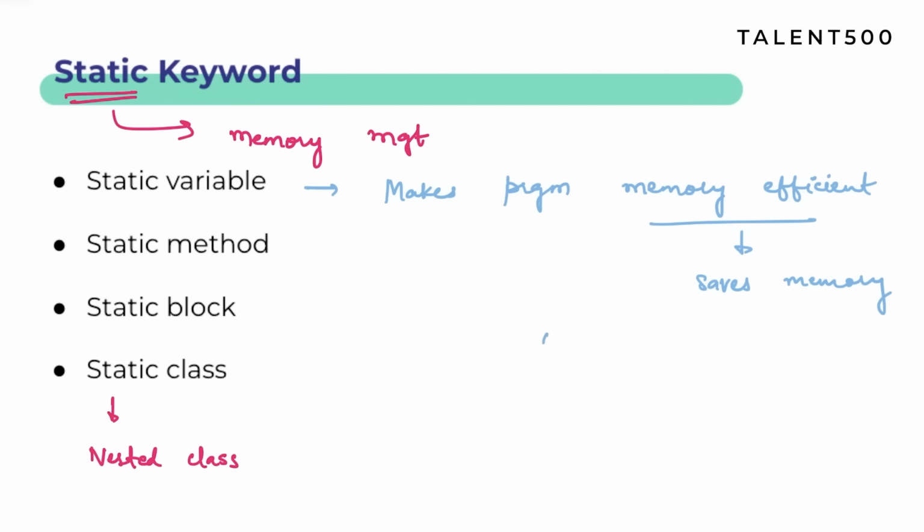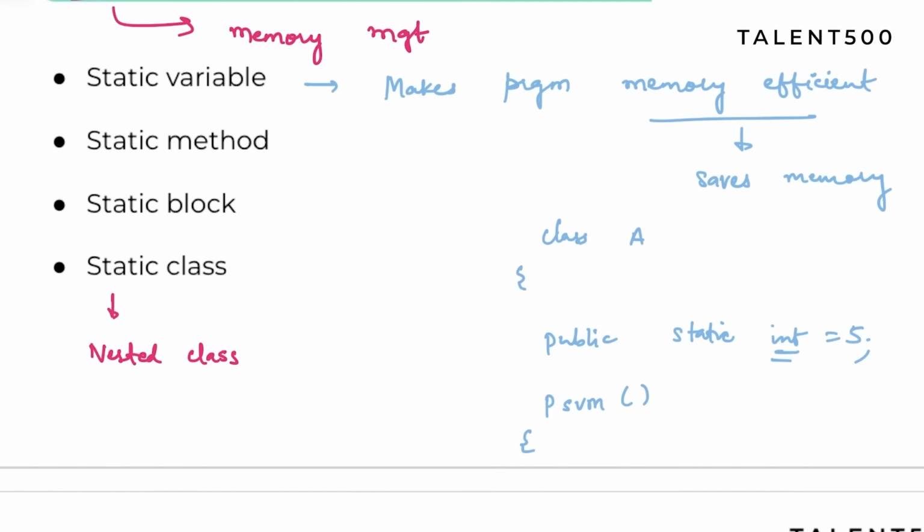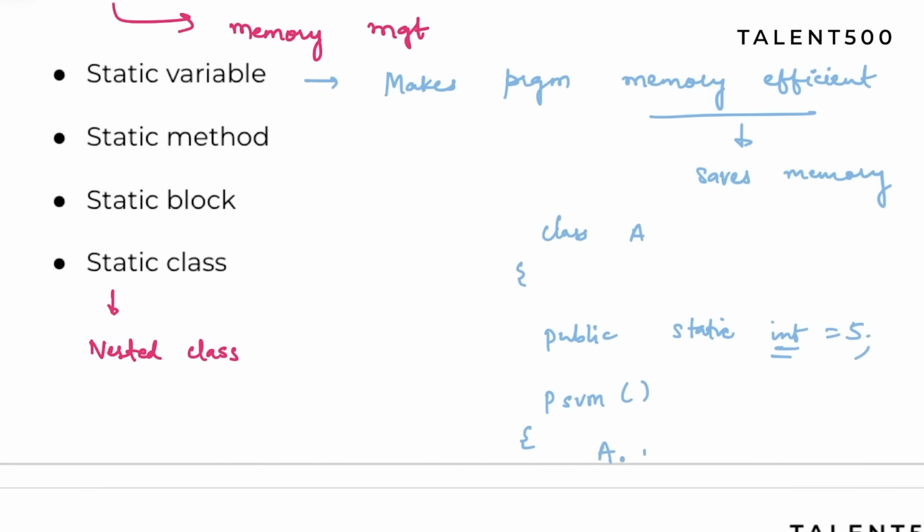And let us say we have a class A. Inside this class A, we have a variable, something like public static int 5. And then you have public static void main. Inside that, if you want to use this, you know how you can access it: class name dot variable name. You do not actually have to instantiate and then use it here. You can directly use it with the class name, and that is the major purpose of static: if you want to access it, you do not need to instantiate it. You can just call it directly.